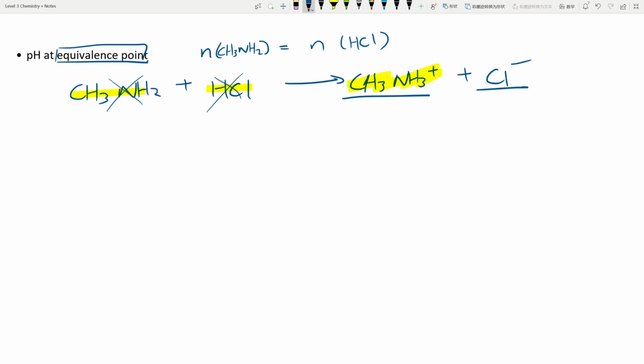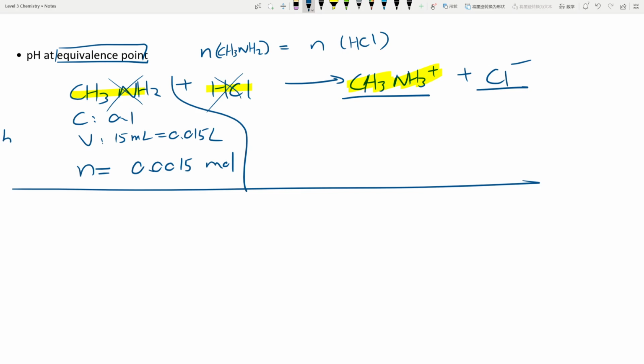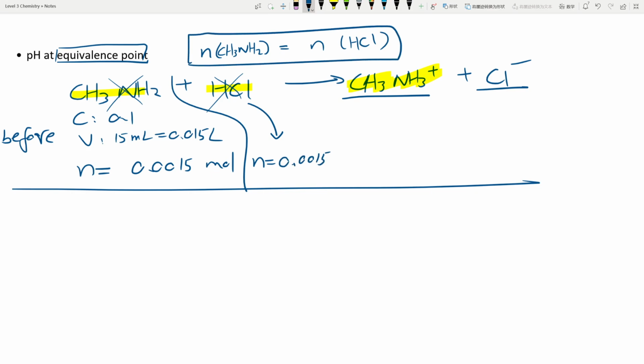Okay, so let's think about this at the beginning again. If we know the concentration, which is 0.1, and the volume, which is 15 mils, 0.015 liters, we can find the moles, which is 0.0015. We've already done this before. So the moles for this is going to be 0.0015. Now that means for my HCl, I also need to add 0.0015, because equivalence point, by definition, is when the two moles are equal, because that's what equivalence point means.